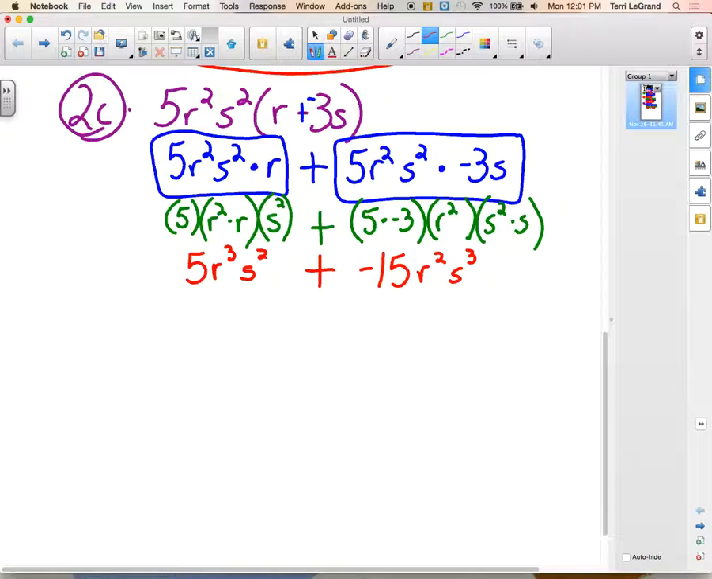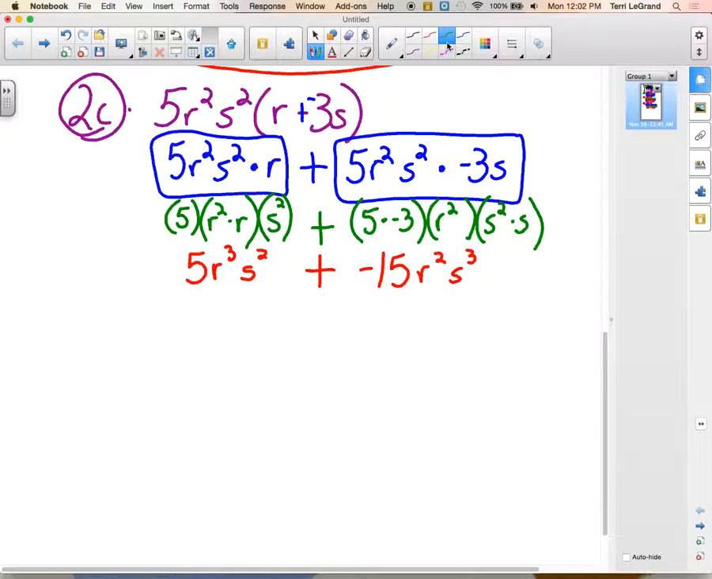Okay, are those like terms? The variable parts have to match exactly. Are r cubed s squared the same as r squared s cubed? No, they don't match. So now we can't put them together, but we can clean this up. How are we going to clean it up?